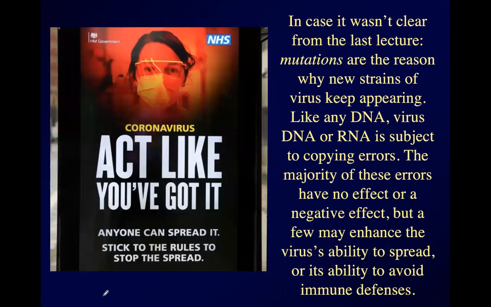And in case it wasn't clear, the reason why new strains of viruses keep appearing is mutations. The reason why we went from the alpha strain of coronavirus to the beta, to the delta, to the Omicron. Currently, there's concern about a variation of Omicron that they're calling Omicron's little brother. There will probably be more.